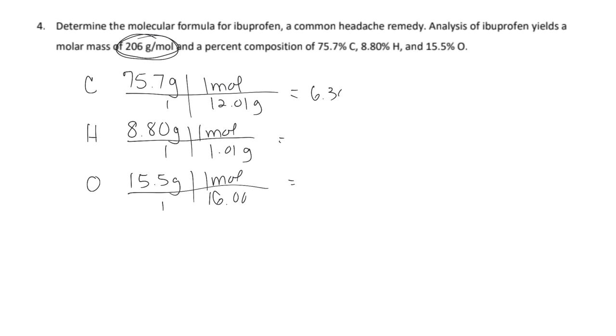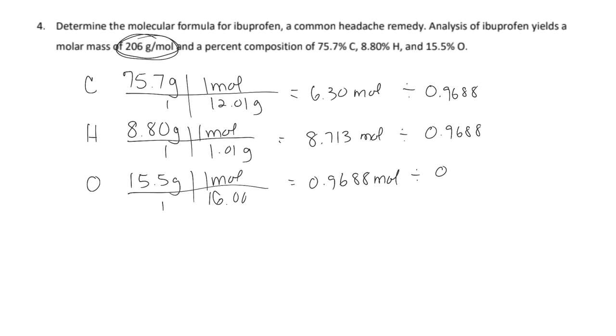So we get 6.303 moles. We get 8.713 moles and 0.9688 moles. Okay, the third part of the poem is divide by smallest so that we can get our mole ratio. So we divide by the 0.9688. This is 1. This is 9.